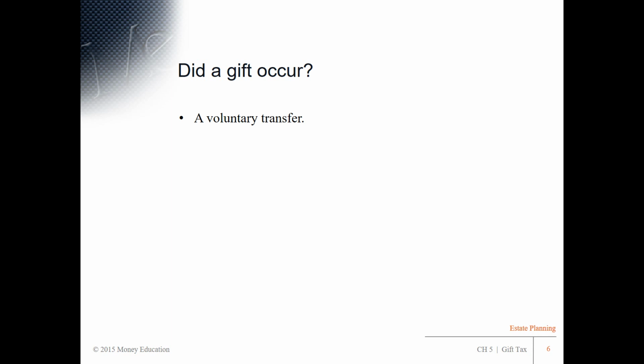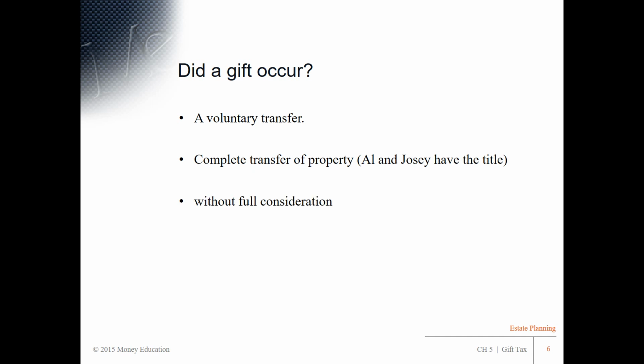One, you have to have a voluntary transfer. So if someone has a gun to your head and they make you clean out your checking account to give them cash, that is not a gift, right? It's not a voluntary transfer. Also, there has to be a complete transfer of property. In other words, Al and Josie have title. The parents are going to have no control over this car in order for it to actually be a gift.